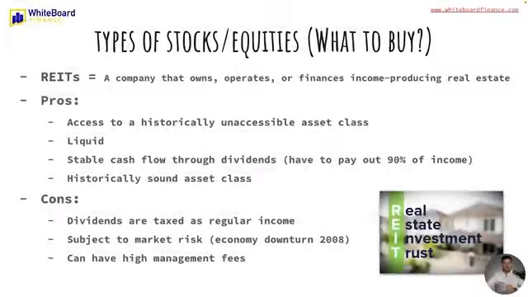And then finally, we have REITs, which stands for Real Estate Investment Trust. This is a company that owns, operates, or finances income-producing real estate. So they historically have access to an inaccessible asset class. Meaning that, unless you're a high net worth family or a high net worth individual, you're not out here buying office buildings and strip plazas and strip centers and all that stuff. Those are typically reserved for people with a higher income.